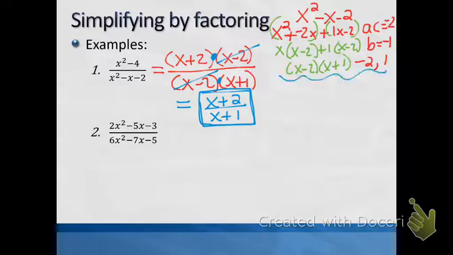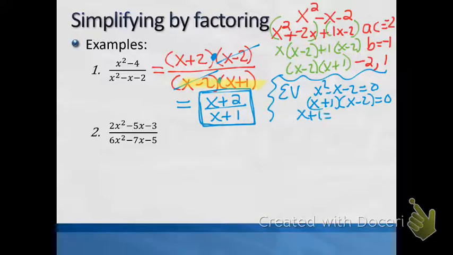Don't forget, when we find the excluded values or the domain restrictions, you go back to the step before you simplified. So before we crossed this off, we want the denominator, the x squared minus x minus 2, to be equal to 0, and we already factored that earlier. That was x plus 1 and x minus 2, and we would solve each of those for x using our zero product property. And we've got two excluded values this time.